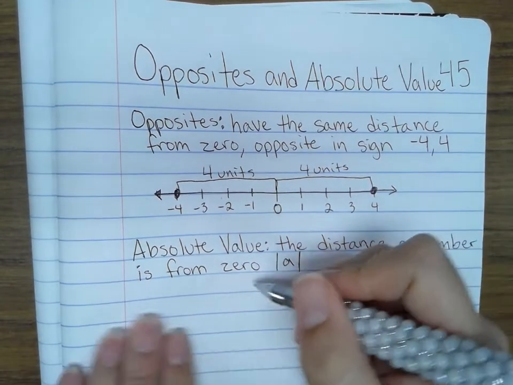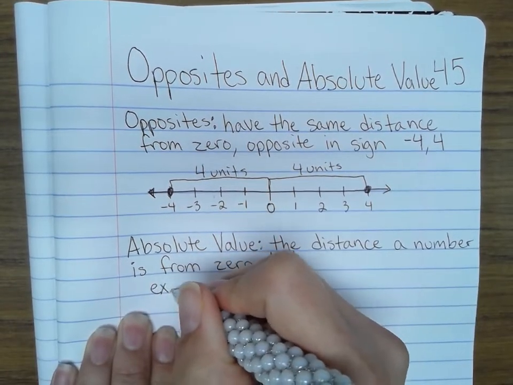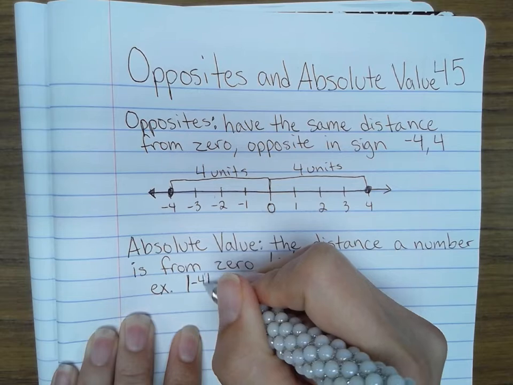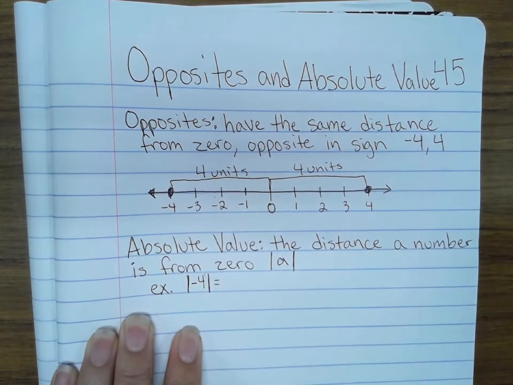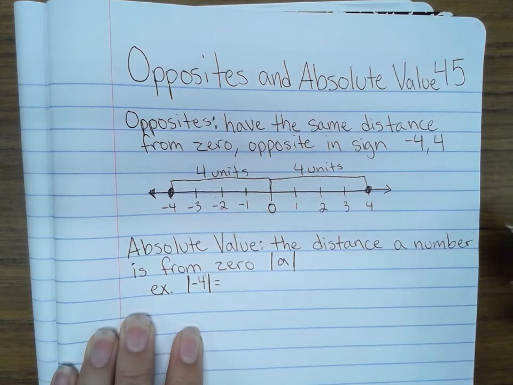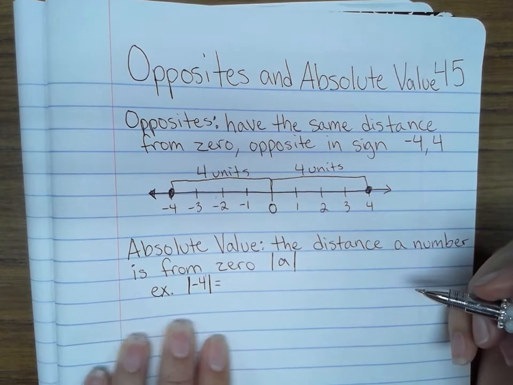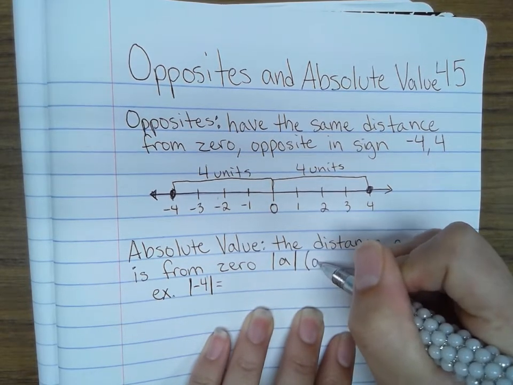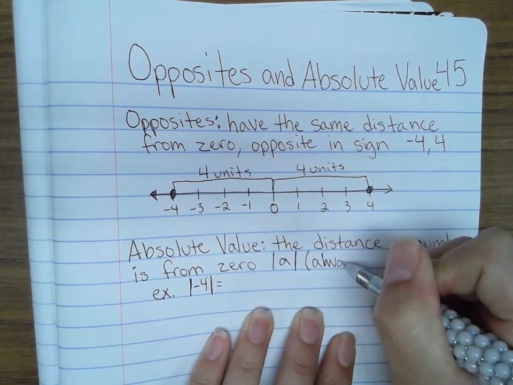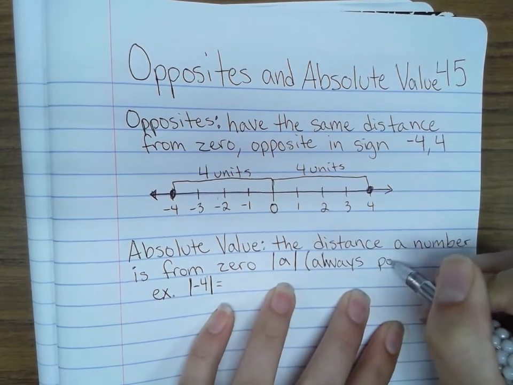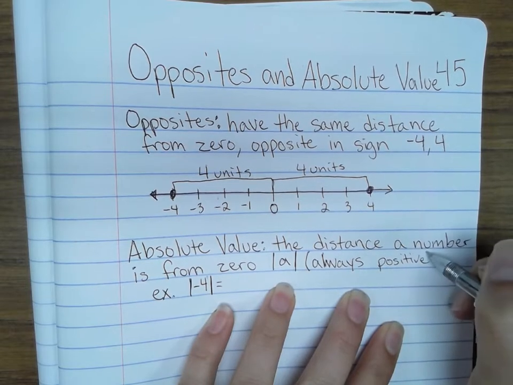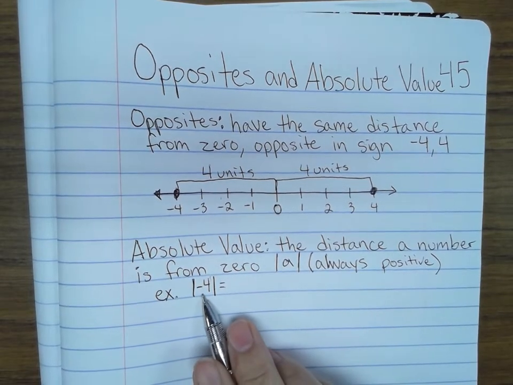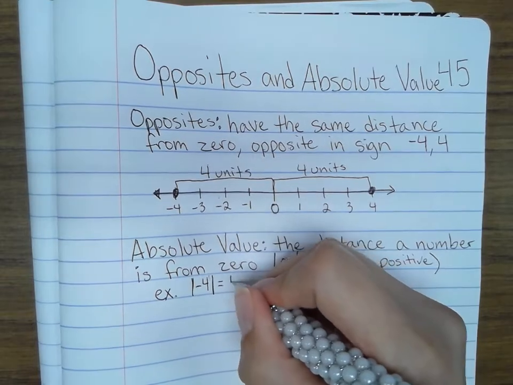So, examples. The absolute value of -4 is how far from 0? It's 4 units. Now remember that distance can't be negative. So up here, I want you to write in parentheses, always positive. Okay, distance can't be negative. I can't travel -3 miles. So, how far is -4 from 0? 4 units.